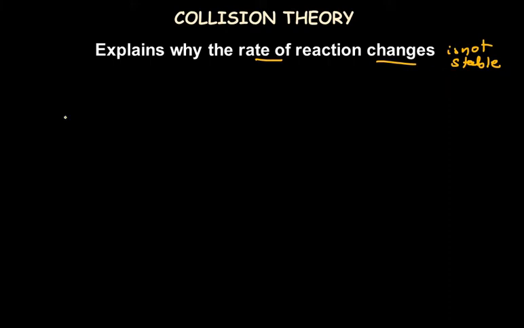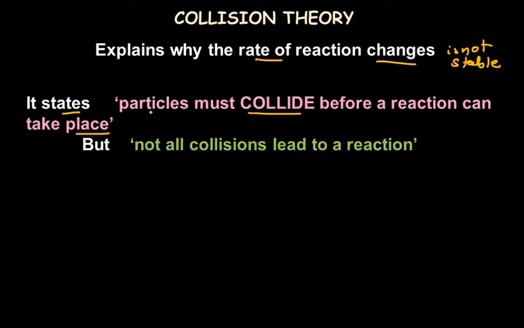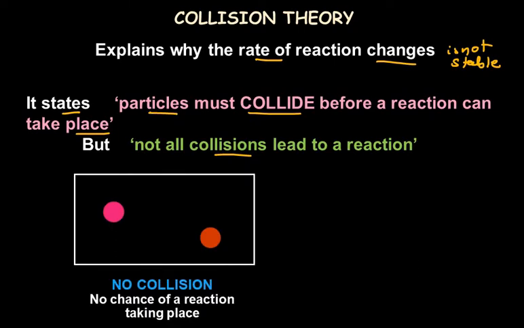So the collision theory states that the particles must collide before the reaction can take place. That means that if there is no collision, then no reaction will take place. And even if the particles of the reactants have collided, still all the collisions may not undergo a reaction or may not end up in forming the products. So collisions must be there for a reaction to occur.